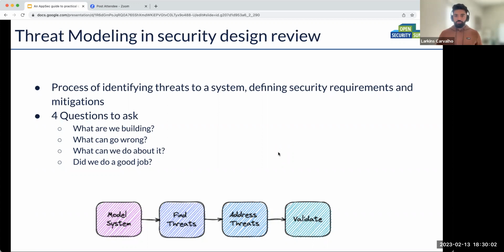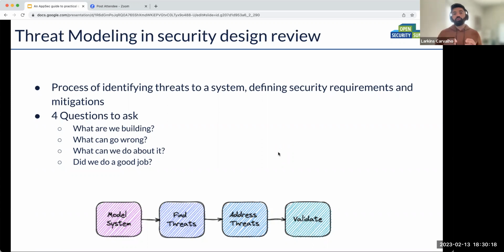In threat modeling, we need to ask ourselves questions: what are we building? So we need to model our system, model different data flows, and then we need to think about what can go wrong here. What can we do about it? And did we do a good enough job?